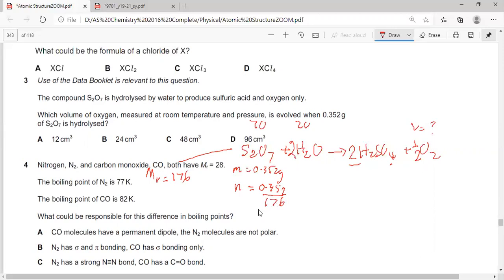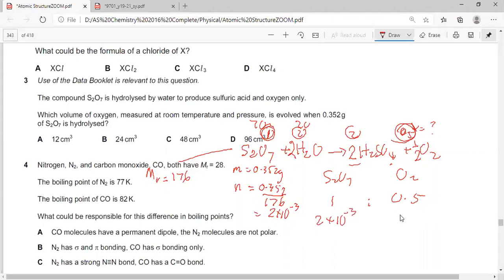It equals 2 times 10 to the power minus 3. So remember here 1 mole with 2 moles gives 2 moles, here half a mole, 0.5 moles. So 1 mole of S2O7 gives you 0.5 moles of O2. So 2 times 10 to the power of minus 3 over 2 will be 1 times 10 to the power of minus 3.